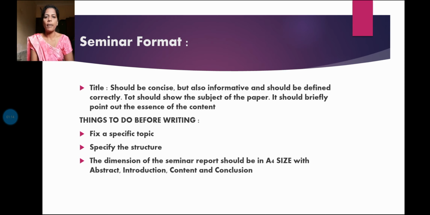Next, how is the seminar paper formatted? Firstly, the title. It should be concise but also informative, and it should be defined correctly. It should show the subject of the paper and briefly point out the essence of the content. Before writing the seminar paper, fix a specific topic and specify the structure. The dimensions of the seminar report should be A4 size, with abstract, introduction, content and conclusion. These are the format of a seminar paper, and these are the things to be done before writing it.